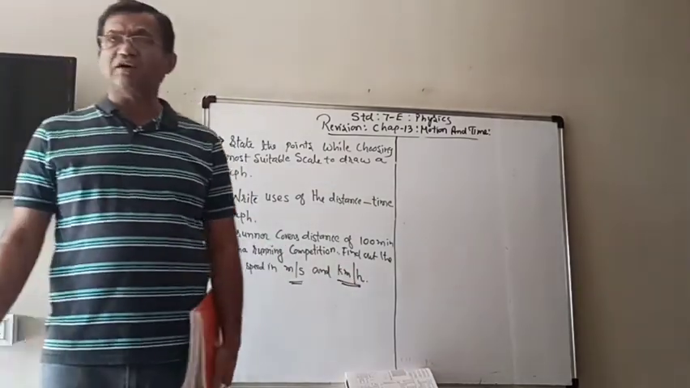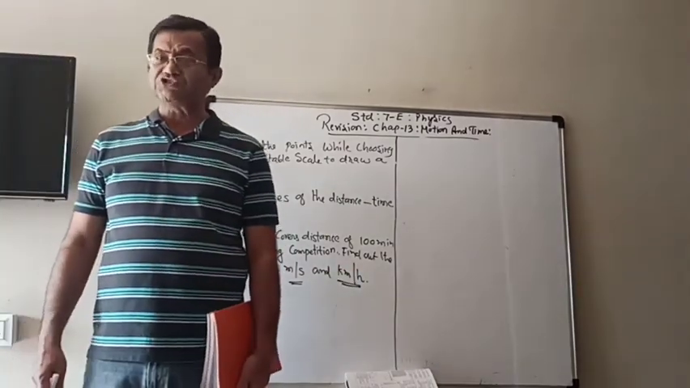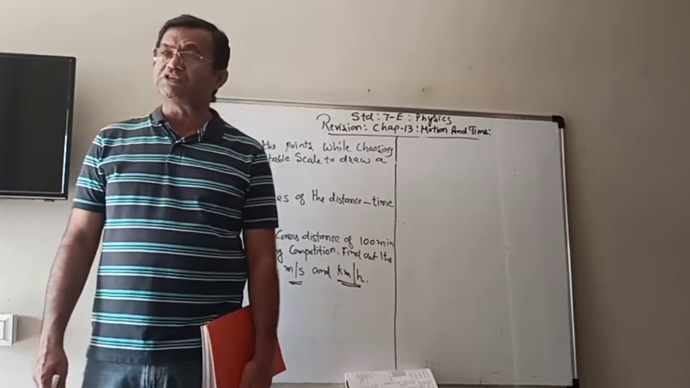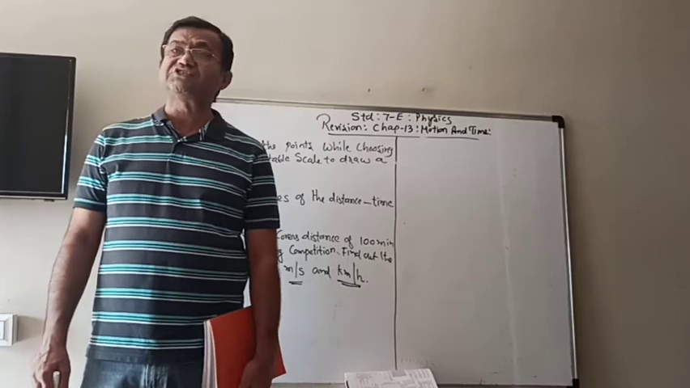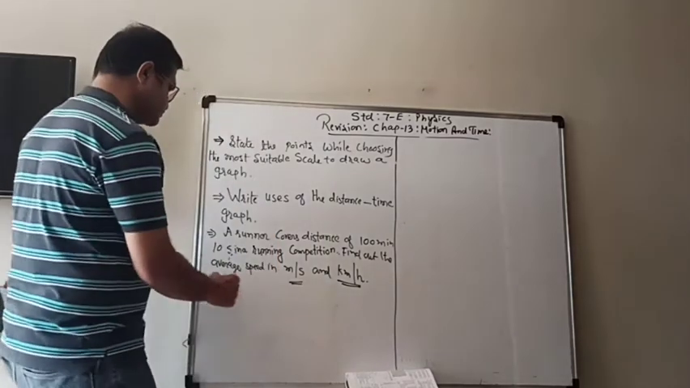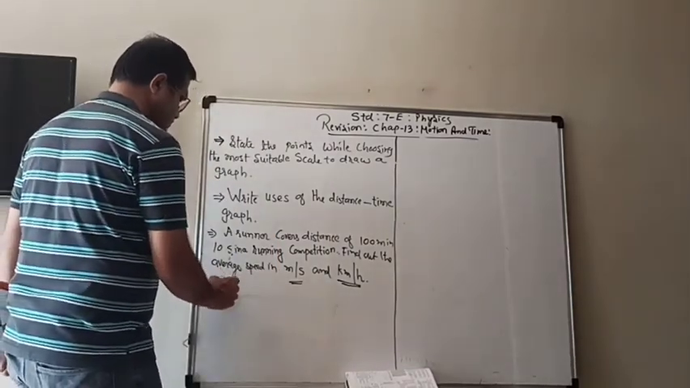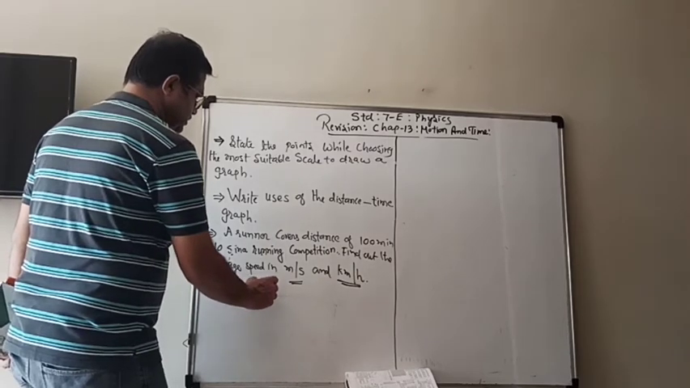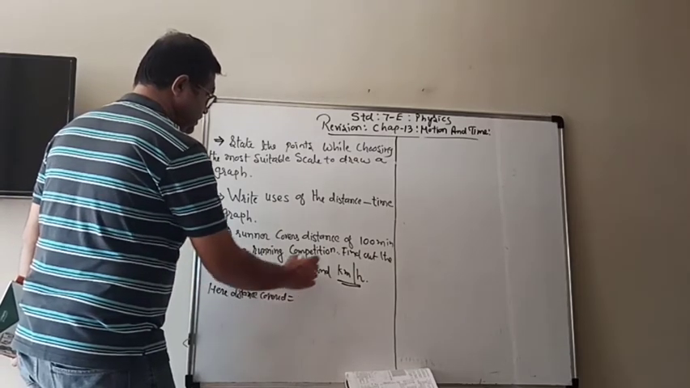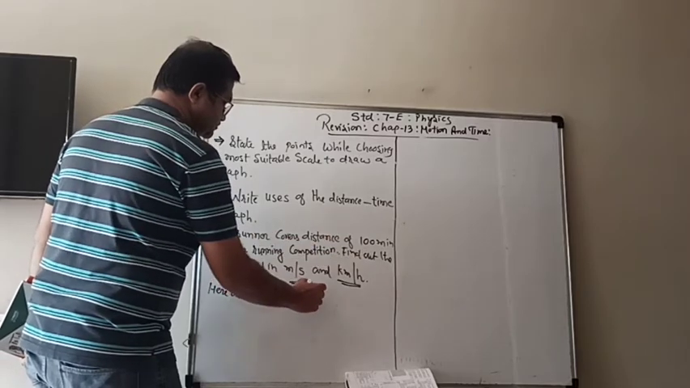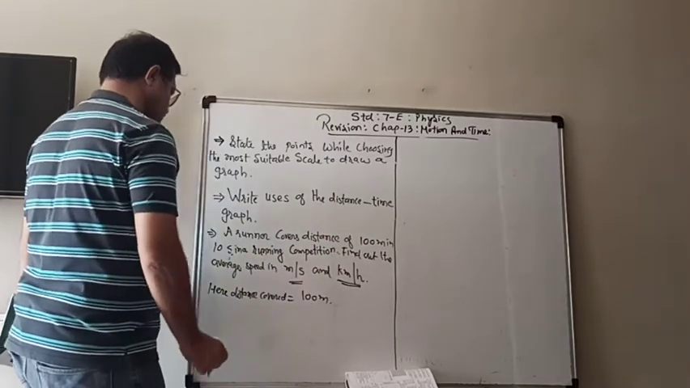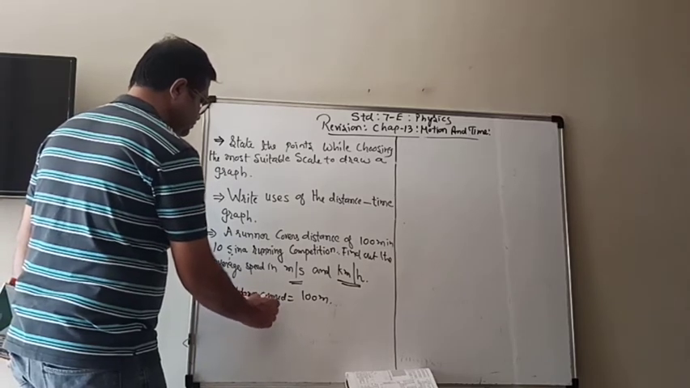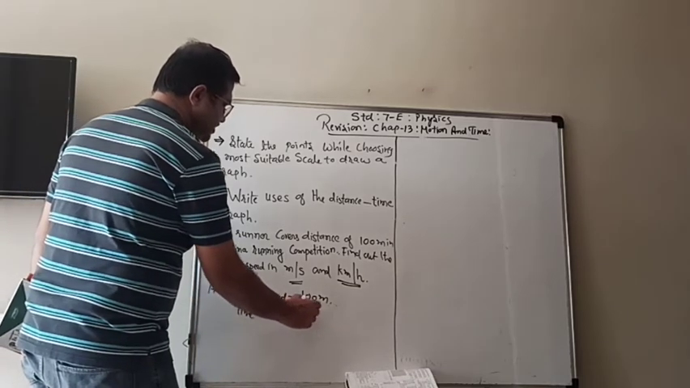So here the distance covered is given, also the time taken is given, and we know the formula to find the speed. So here distance covered is how much? 100 meter, and time taken is 10 seconds.